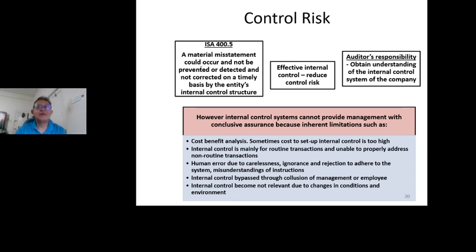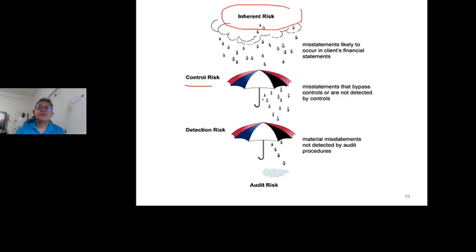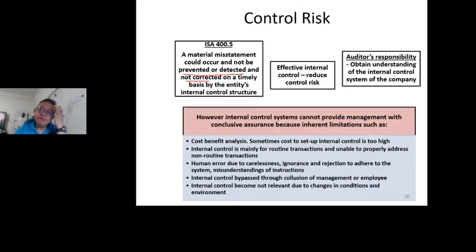According to ISA, it is a material misstatement that could occur and not be prevented or detected or corrected on a timely basis by the internal control structure. In layman's terms, it is where the internal control structure is not able to detect or prevent or take corrective action on a timely basis of the material misstatement. That is what control risk is about. Basically, if you have an effective internal control, it helps to reduce the control risk.